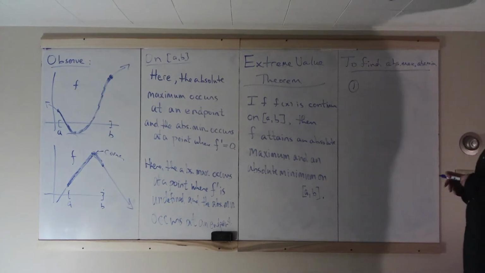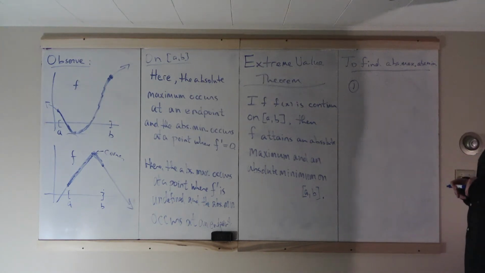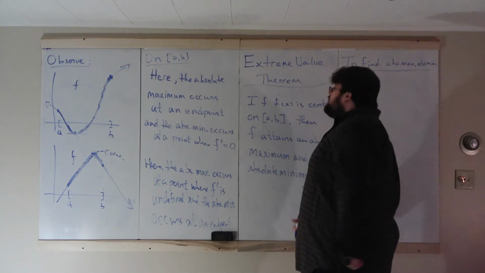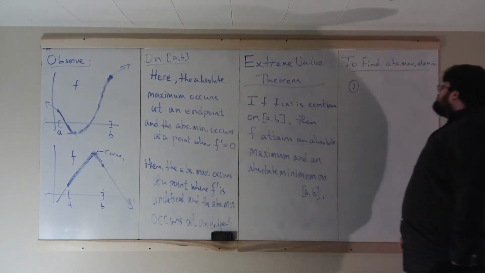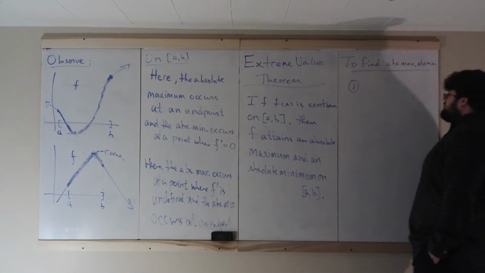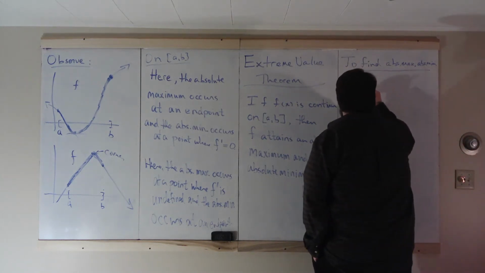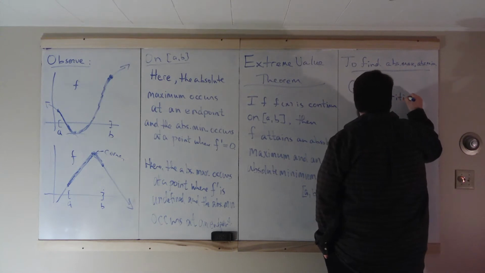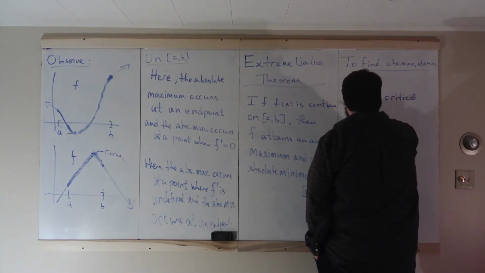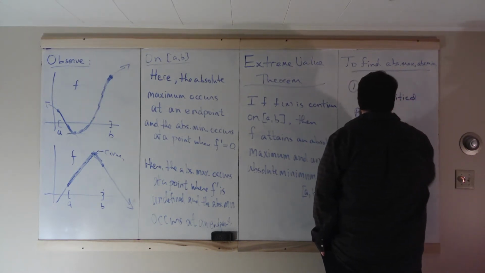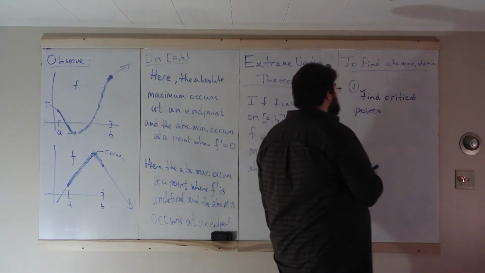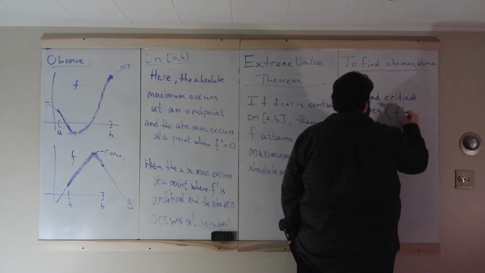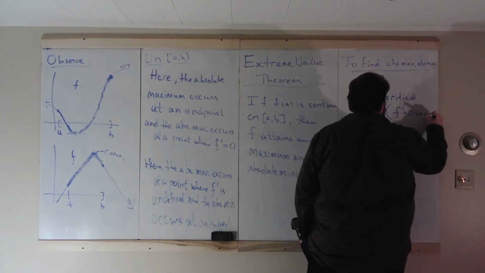So all we need to do to find an absolute maximum and absolute minimum is follow what I just said. And I'm going to write that in a few steps, maybe 3 steps. Step 1, find critical points. And I usually don't like describing things with words because I think that just puts extra things in your mind. So I'll say where f prime equals 0 or undefined.